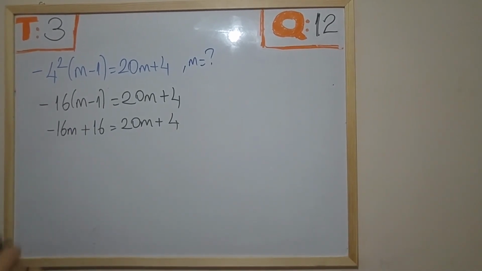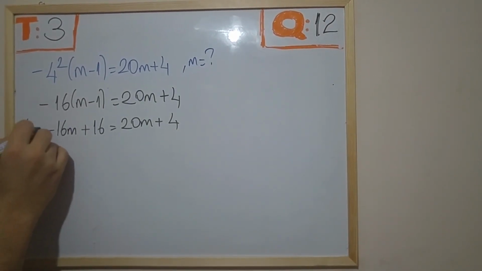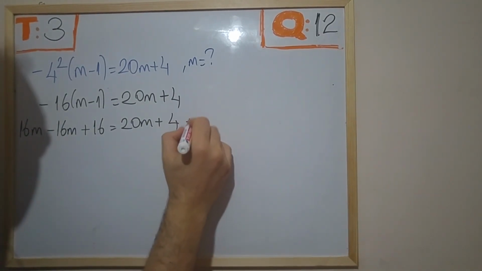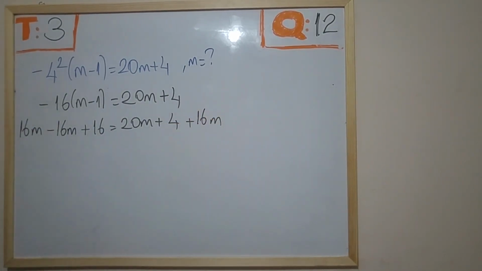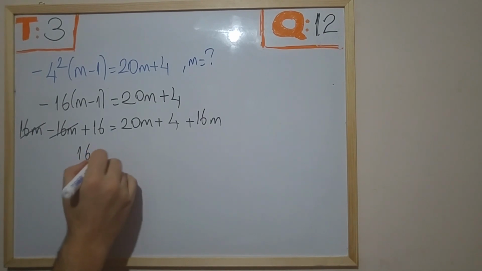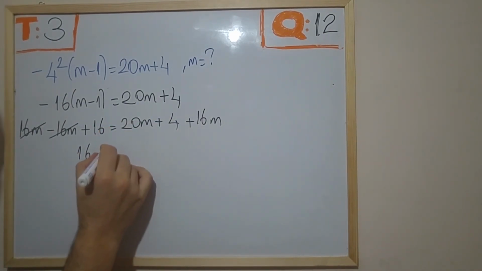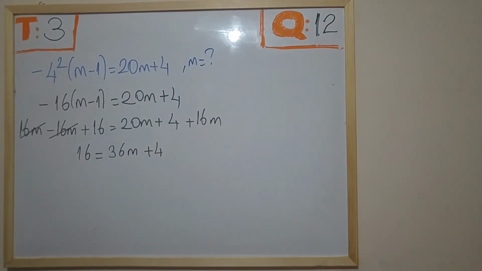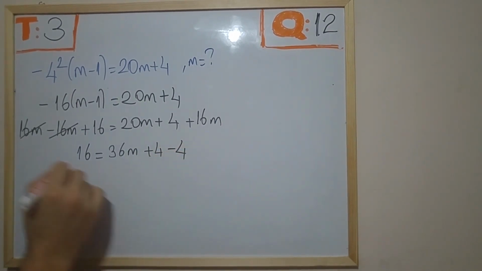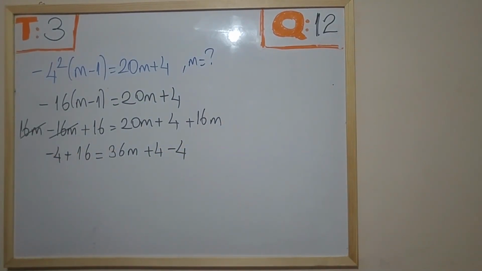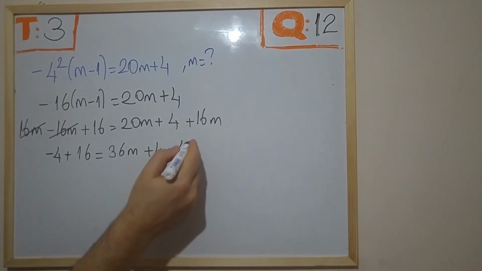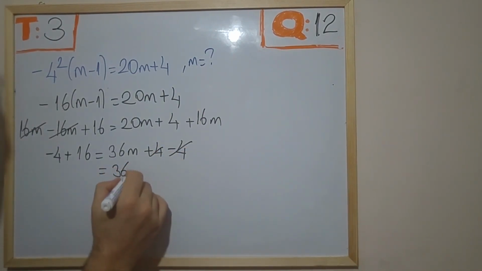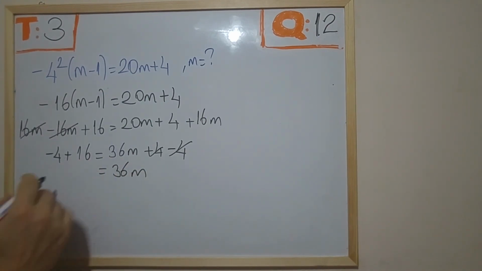Now let's add 16m to both sides in order to get rid of the minus 16m. Now that we have these cancelling out, 16 is equal to 20 plus 16, 36m plus 4. In this step, let's subtract 4 from both sides so that we get rid of this 4 here. So we end up with 36m here. 16 minus 4 is equal to 12. So we have this in our hand.